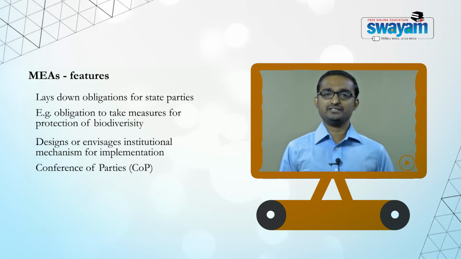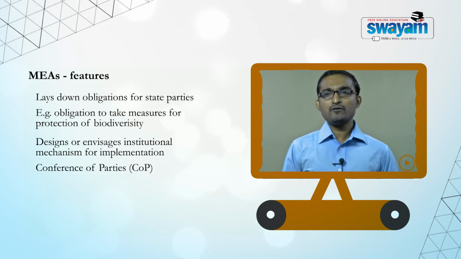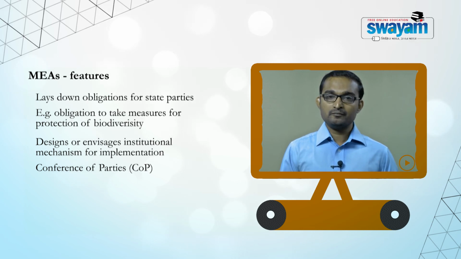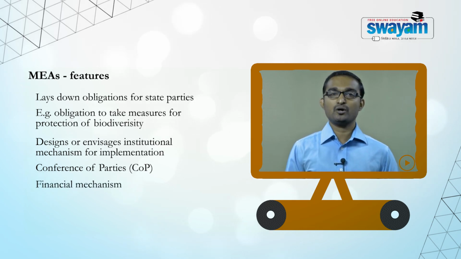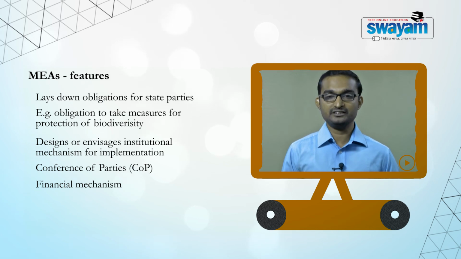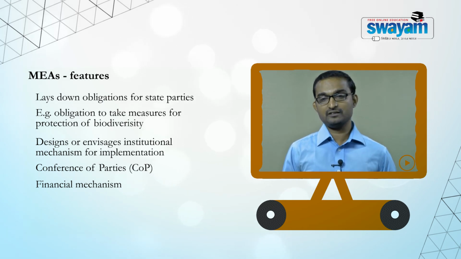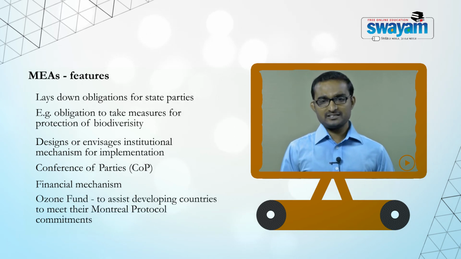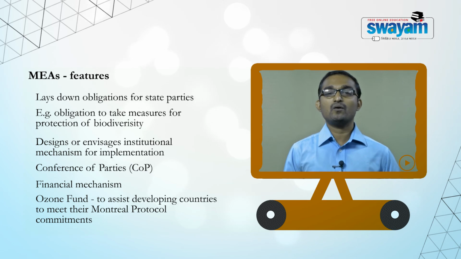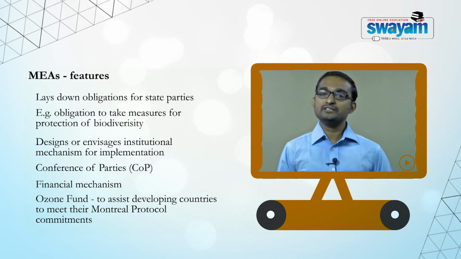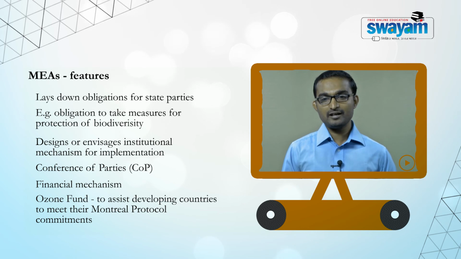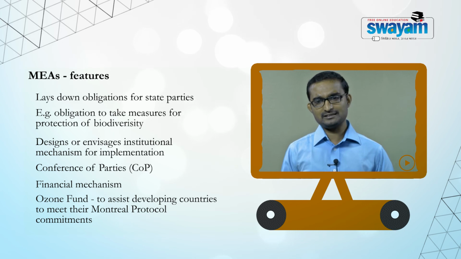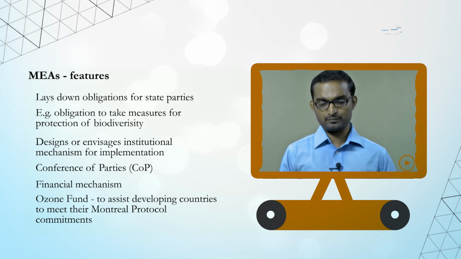A third important feature is financial mechanism. Some of these multilateral environmental treaties envisage a financial mechanism to facilitate or enhance the implementation of the rules envisaged under the treaty. For example, the Ozone Convention established a financial mechanism called the Ozone Fund. The idea of this financial mechanism was to assist developing countries to meet their obligations under the convention as well as under the Montreal Protocol adopted as part of the convention.